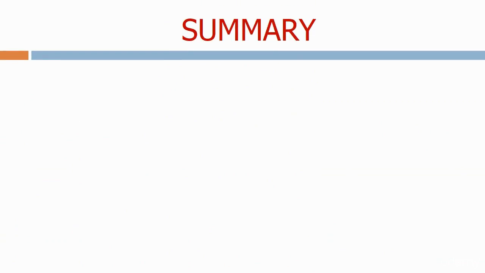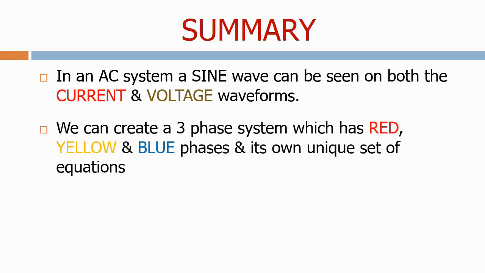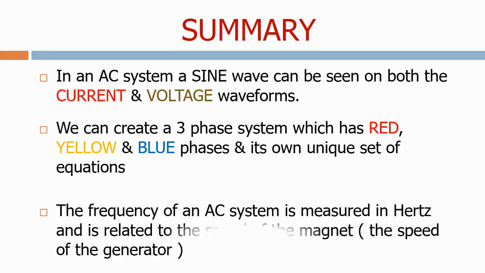Let's summarize what we've learned today. In an AC system, a sine wave can be seen on both the current and voltage waveforms. We can create a three-phase system which has red, yellow and blue phases and its own unique set of equations. The frequency of an AC system is measured in hertz and is related to the speed of the magnet, i.e. the speed of the generator.